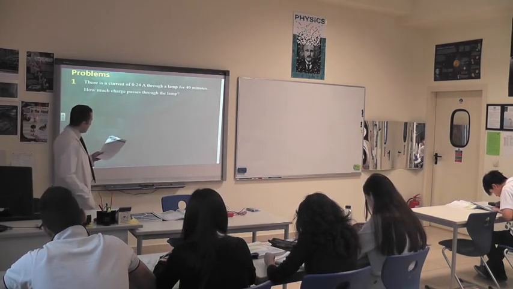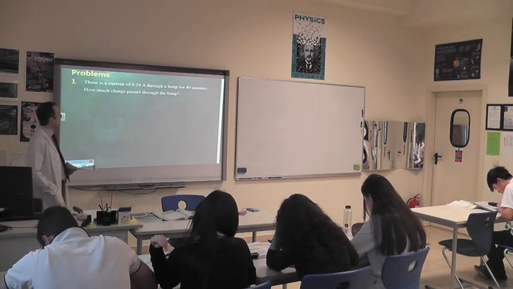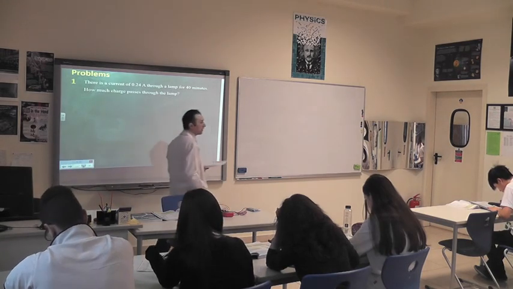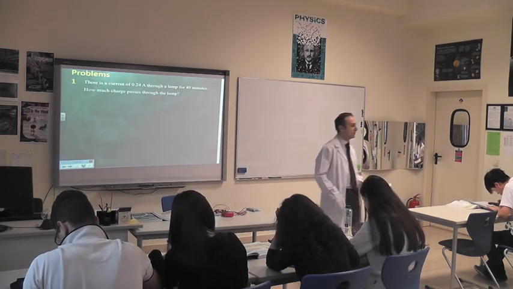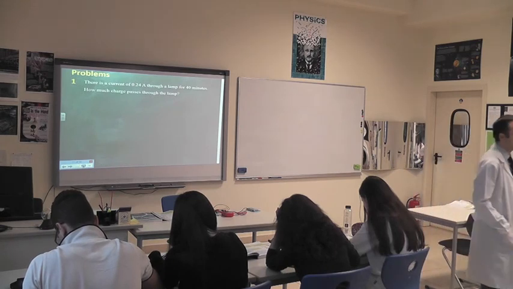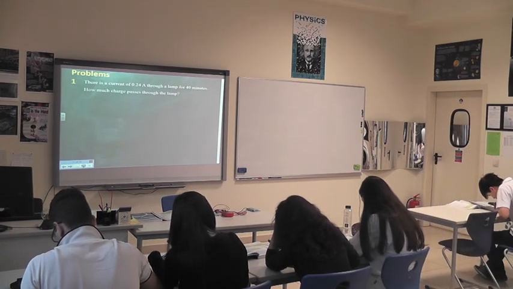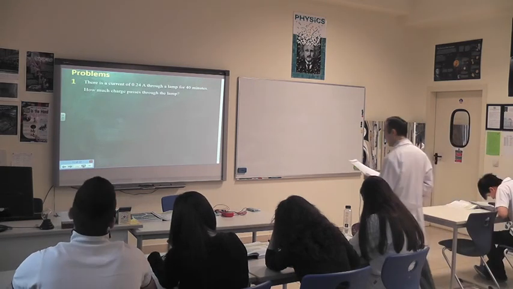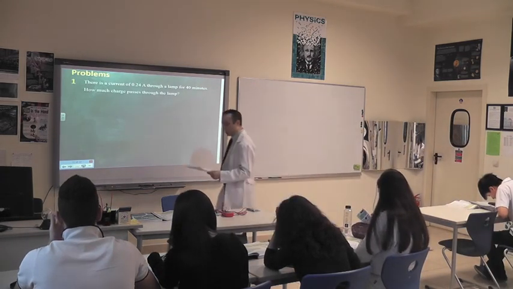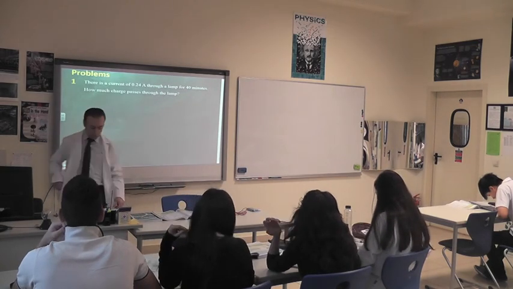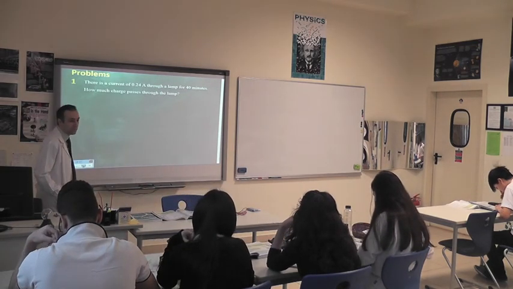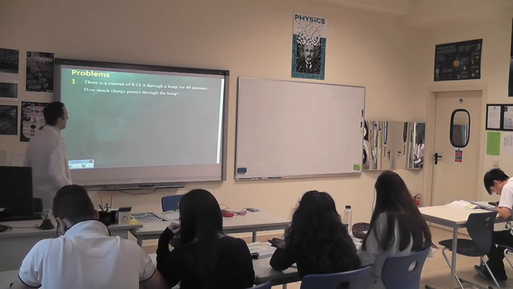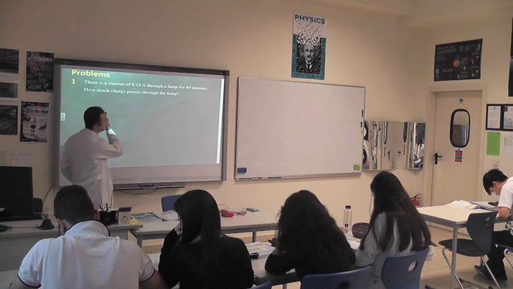There is a current of 0.24 amps through a lamp for 40 minutes. How much charge passes through the lamp? Can you calculate that? Calculate the amount of charge that passes through the lamp if it has a current of 0.24 amps and running for 40 minutes. I got 576 coulombs. Because you need to change the 40 minutes into seconds. Very good.